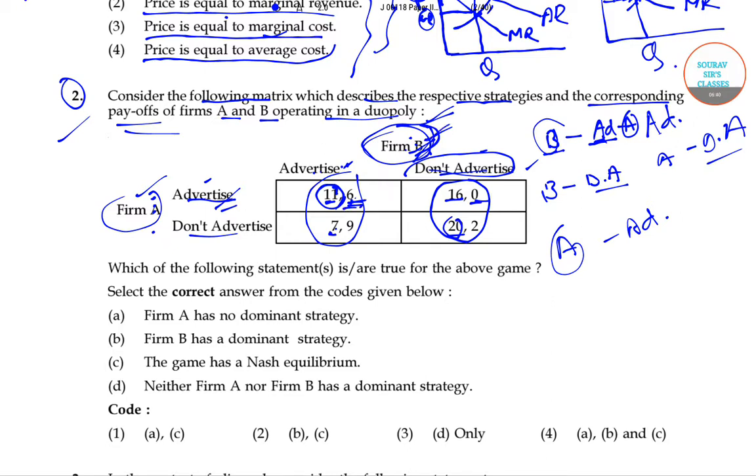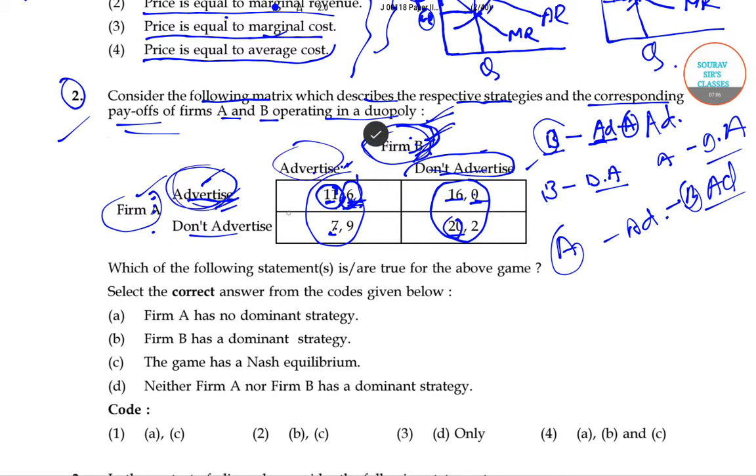So when firm A takes the first move and chooses advertisement, firm B compares these two terms, that is 6 and 0, and will always go for 6, that is, it will always go for advertisement. So now, as you can see, both will advertise.